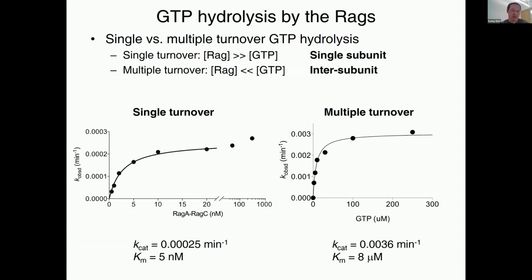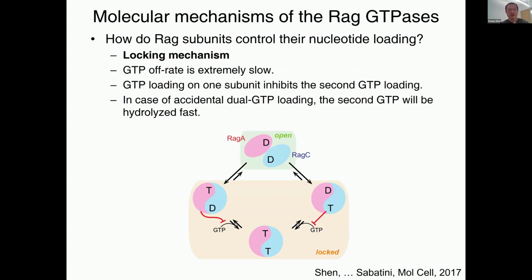However, when we do it in a multiple turnover situation, we see that the Km value increased by 1,000-fold. That means the second GTP should bind to the remaining subunit at a very weak binding affinity. So this means the Rag is discriminating between the pre-bound and the later bound GTP. And the later bound GTP will be hydrolyzed at a much faster rate, like 10 to 15-fold, than in the single turnover condition. So this tells us how the Rag GTPase works, and we come up with this locking mechanism to figure out how the Rag GTPase maintains the single GTP-loaded configuration.